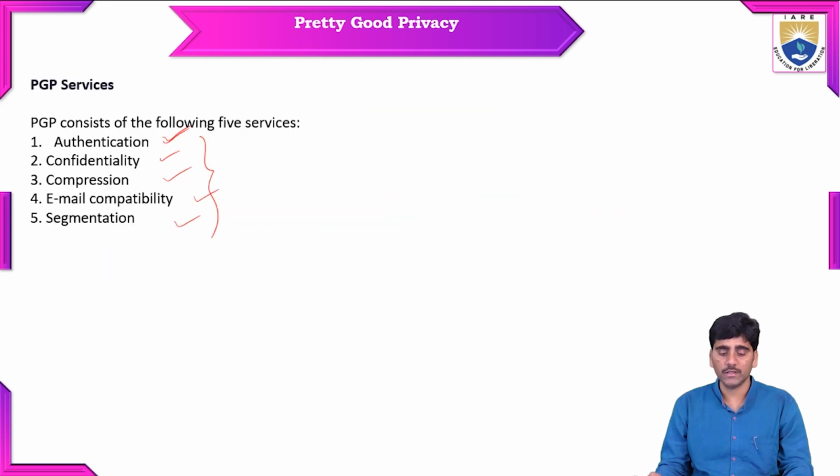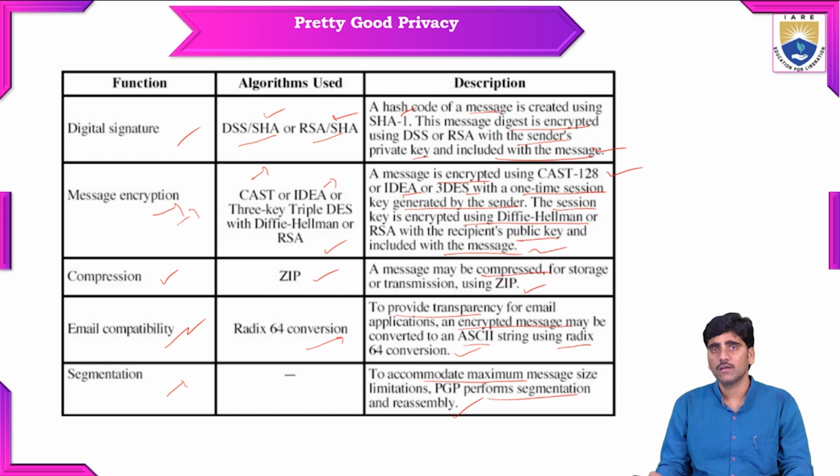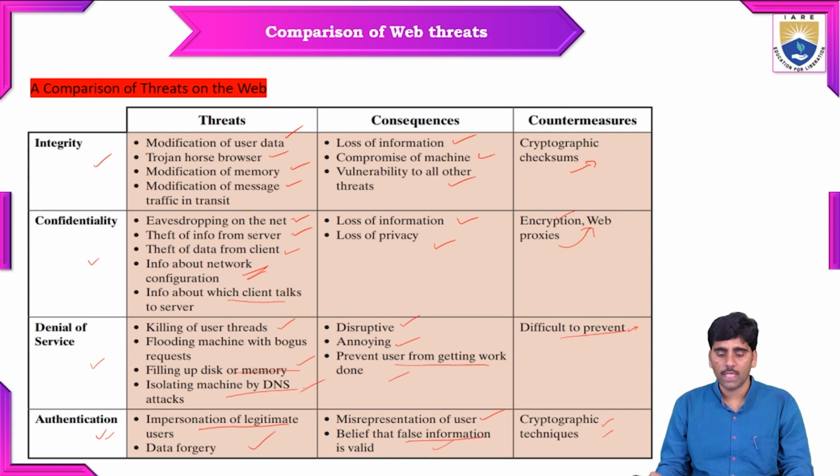and sending secure mails. And here are the services offered by PGP: authentication, confidentiality, compression, email compatibility, and segmentation. And here are the functions offered by these services with different types of algorithms: digital signature, message encryption, compression, email compatibility, and segmentation. And here is the comparison of threats. Different types of threats are available: integrity threats, confidentiality threats, denial of service threats, and authentication threats. For all the threats, consequences and countermeasures are listed here.